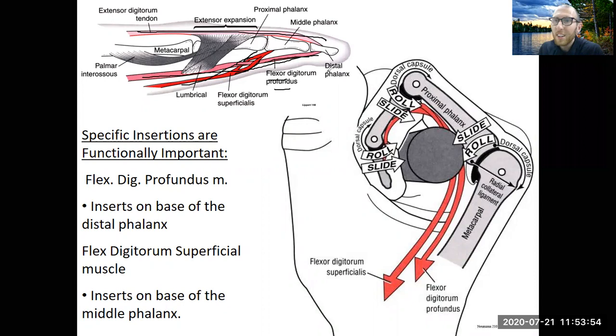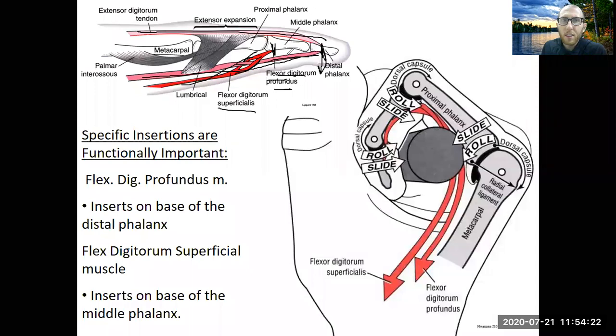That's important because otherwise it would pull your finger to the left or the right. It has to be lined up perfectly in order to flex it straight down. So again, remember these insertion points, very important insertion points. Take 30 seconds and write this down, the difference between the flexor digitorum profundus and superficialis and their insertion points.